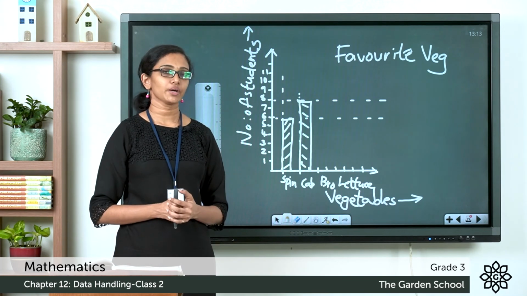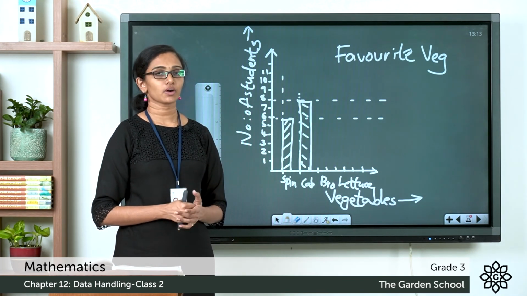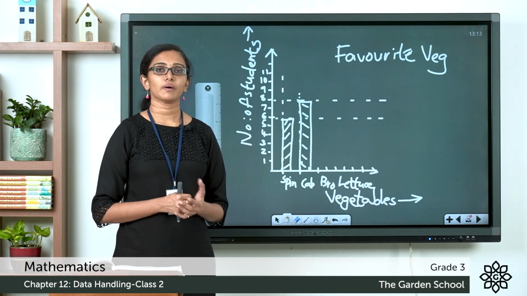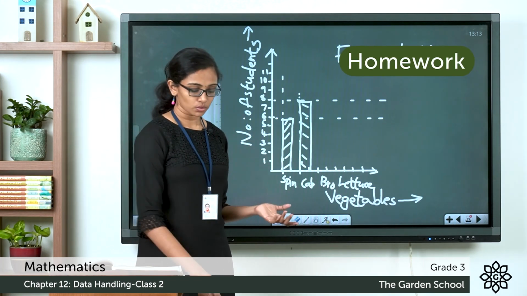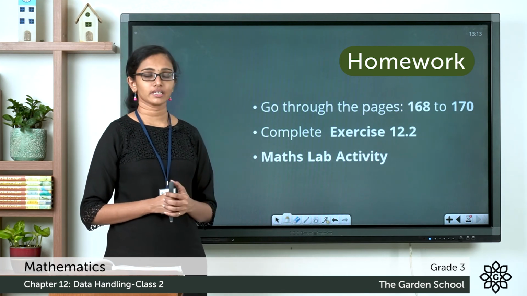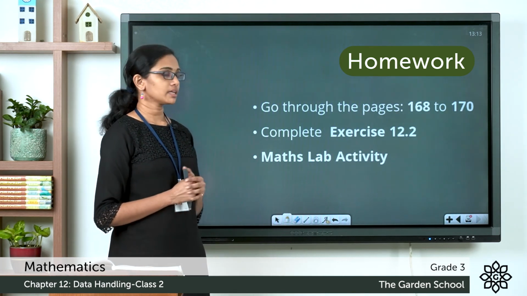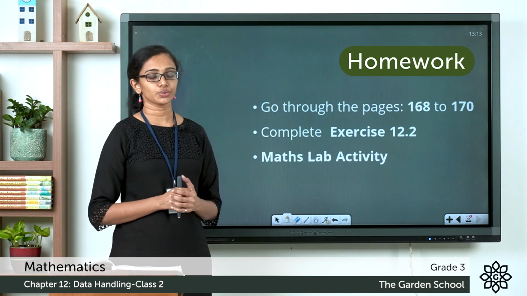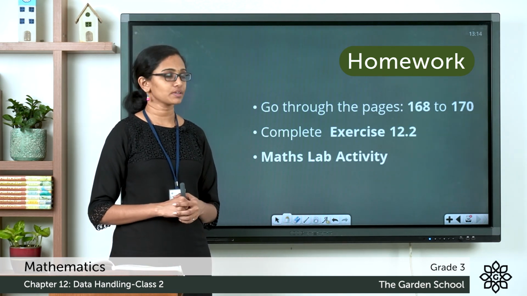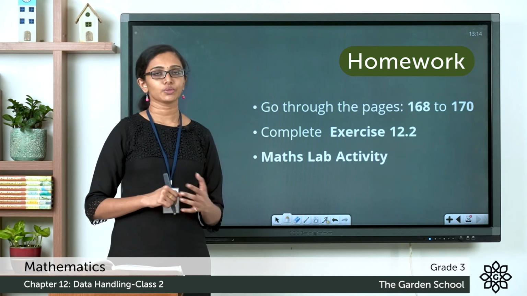So children, I hope now you are clear with the concept of bar graph, how to interpret and how to draw a bar graph. Now you can go through these topics on pages 168 to 170. Then you have to complete the questions from exercise 12.2, and there is also a maths lab activity given on page number 170. Go through that as well and do accordingly.